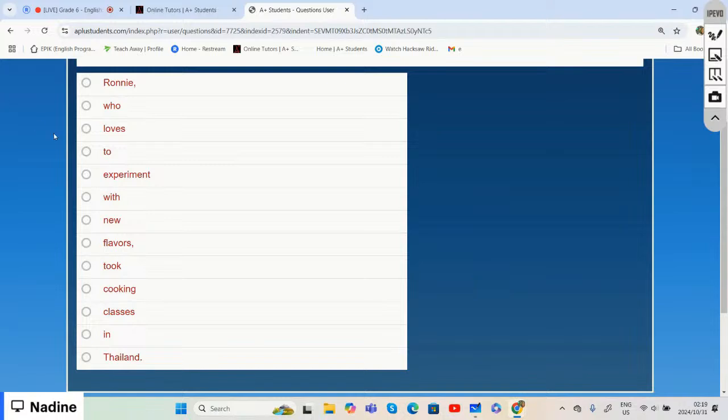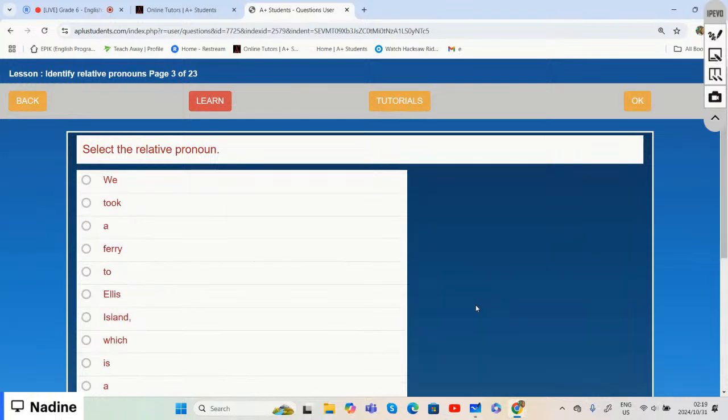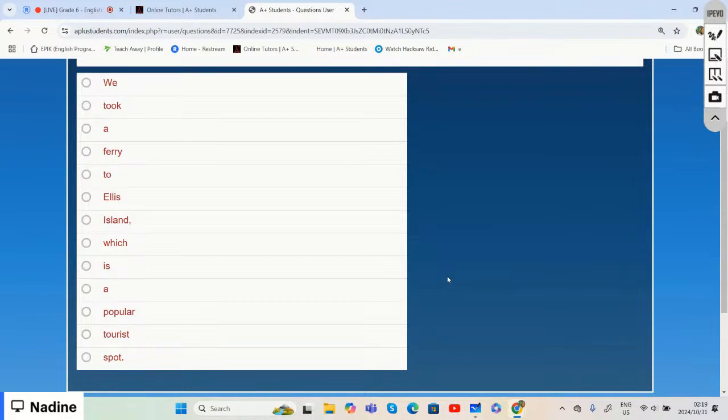All right, so if we were to choose, we would say option two, who. Yes, who is correct. Well done. The next one says, we took a ferry to Ellis Island, which is a popular tourist spot. Which one is correct?